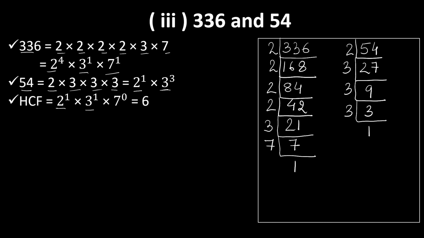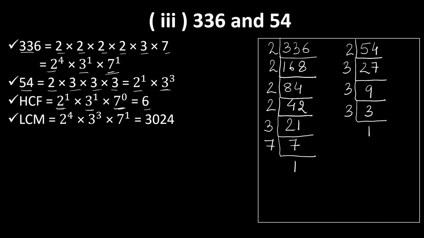Now in 336, 7 is occurring once but not at all in 54. So therefore we will be writing 7 raised to 0 here. If we multiply 2 raised to 1 into 3 raised to 1 into 7 raised to 0, we are going to get 2 into 3, which is 6.